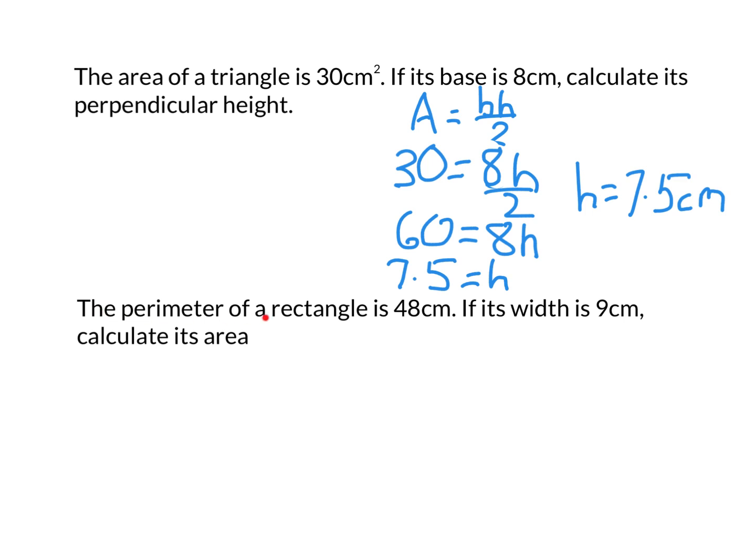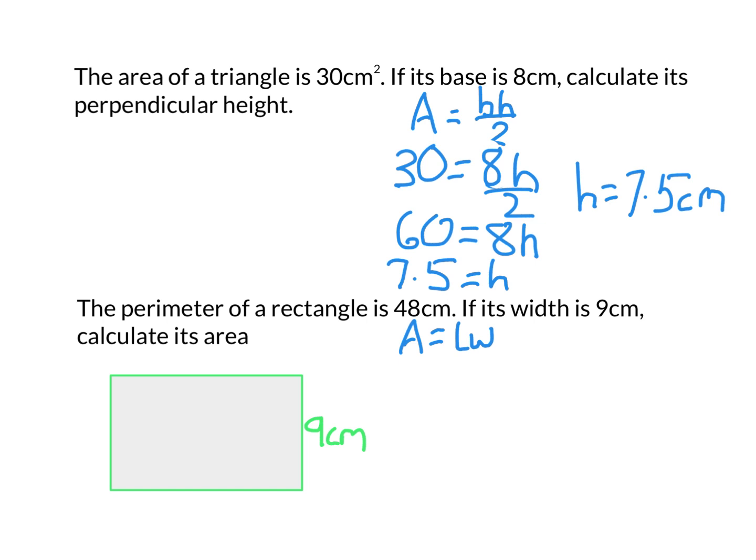All right, let's look at this question here. The perimeter of a rectangle is 48. Width is 9 centimeters. Calculate its area. So we know that the area of a rectangle is length times width. Well, I know the width is 9. I need to find the length. So sometimes it might help you to draw a picture. So let's draw a picture of a rectangle. We are told the width is 9 centimeters. And I need to find the length, I need to find this dimension here in order to find its area.